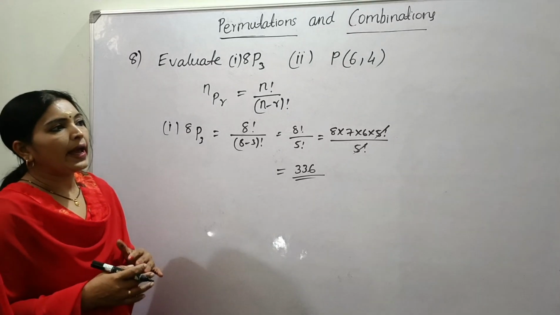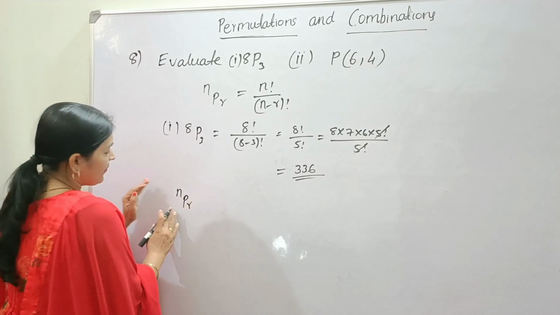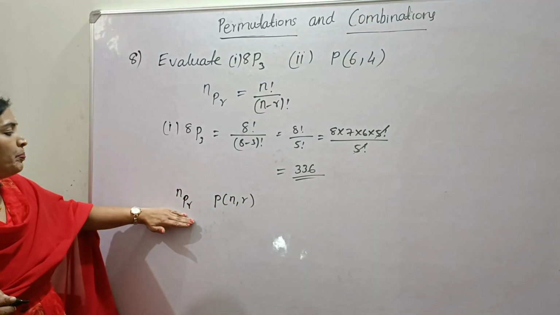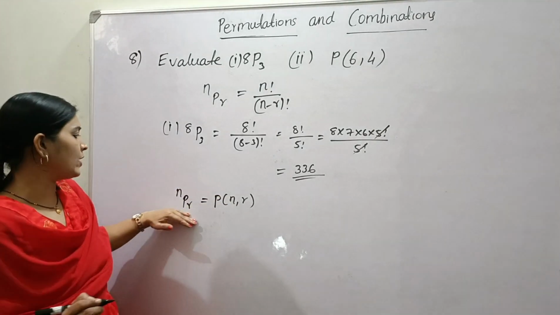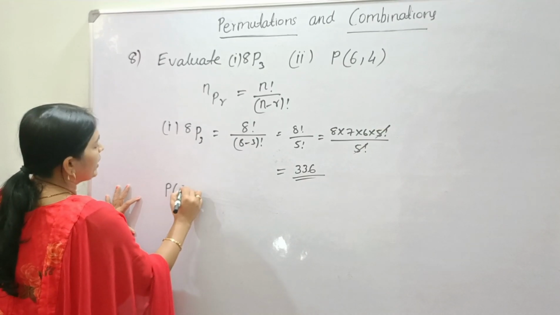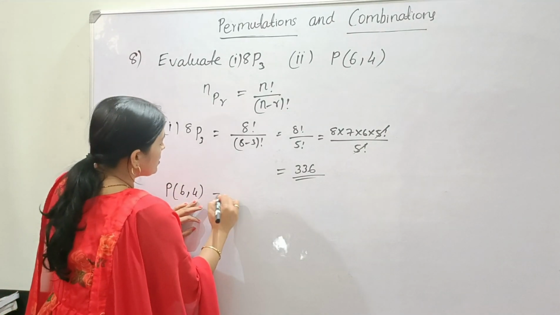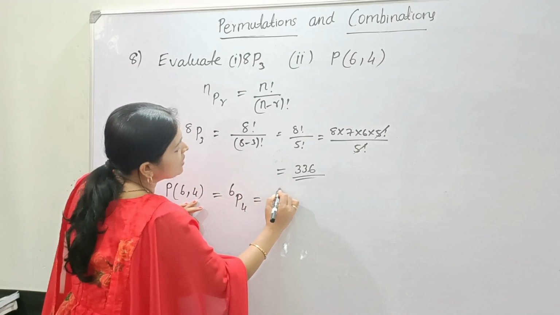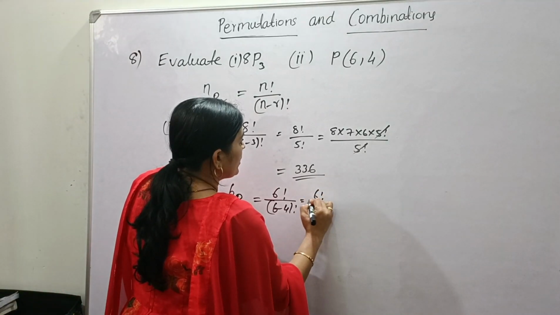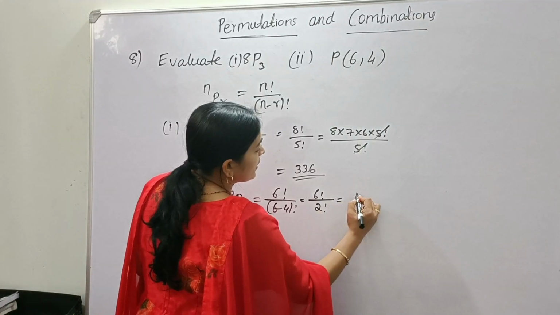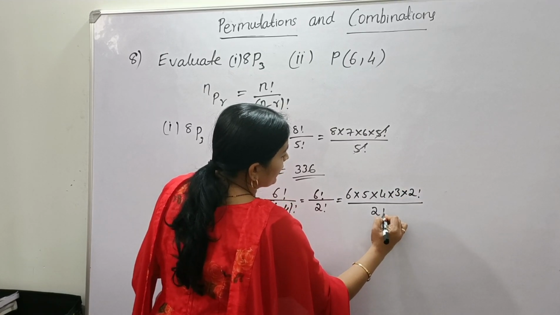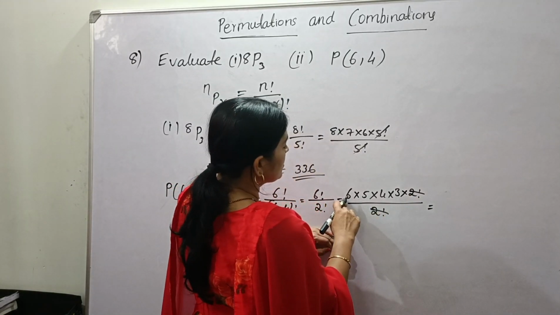See how to find. We know that nPr can be written as P(n,r), that is nPr is equal to P(n,r). So same formula. So P(6,4), here also n is equal to 6, r is equal to 4. So that is equal to 6P4, that is equal to 6 factorial divided by (6 minus 4) factorial, that is 6 factorial divided by 2 factorial, that is equal to 6 into 5 into 4 into 3 into 2 factorial divided by 2 factorial. So 2 factorial cancelled. So that is equal to 6 5s are 30.